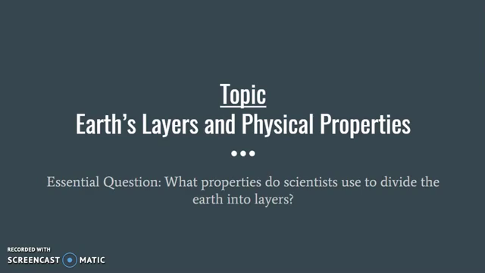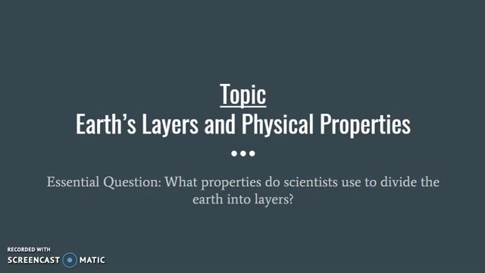Our topic is Earth's layers and physical properties. This is going to be a pretty short lecture today, so be thankful for that. We're really just diving into the very surface of how we divide the Earth into layers and what kind of categories scientists use when they are doing that. Our essential question is, what properties do scientists use to divide the Earth into layers?